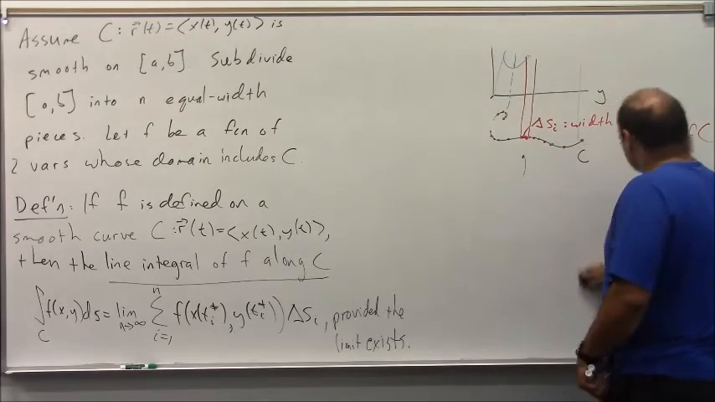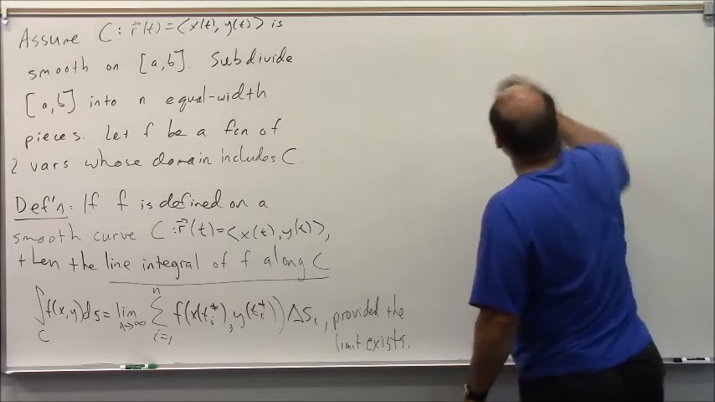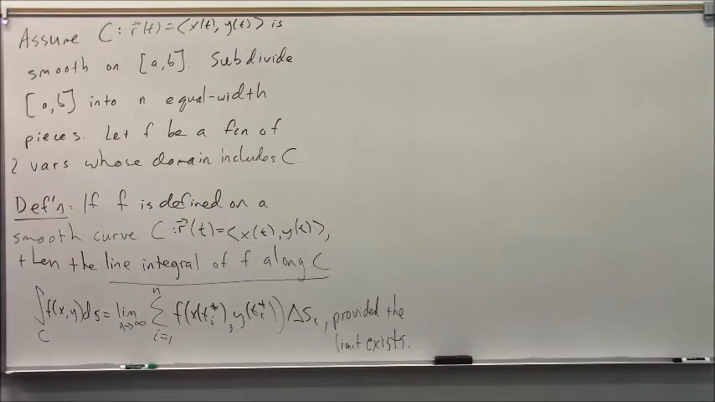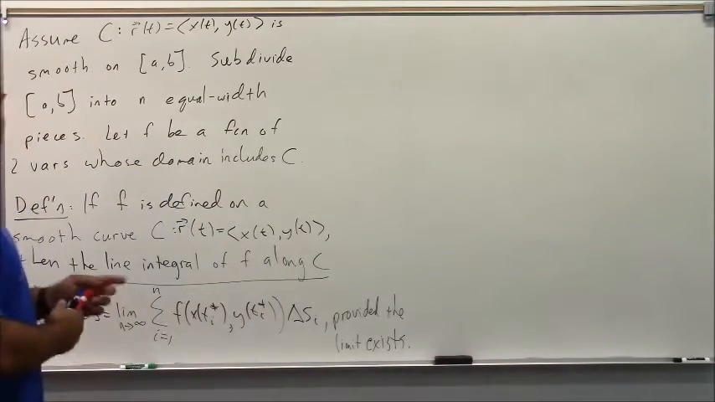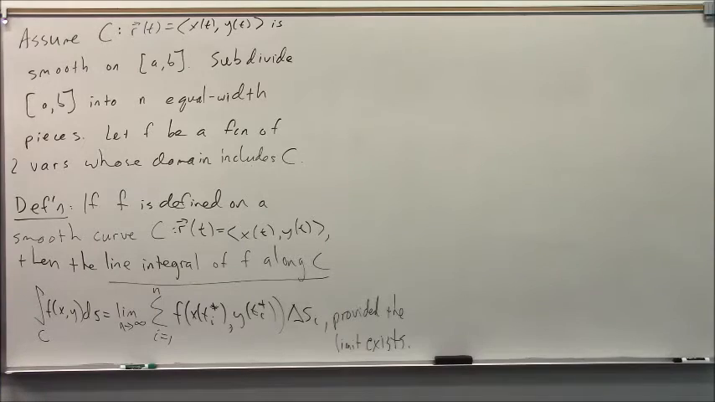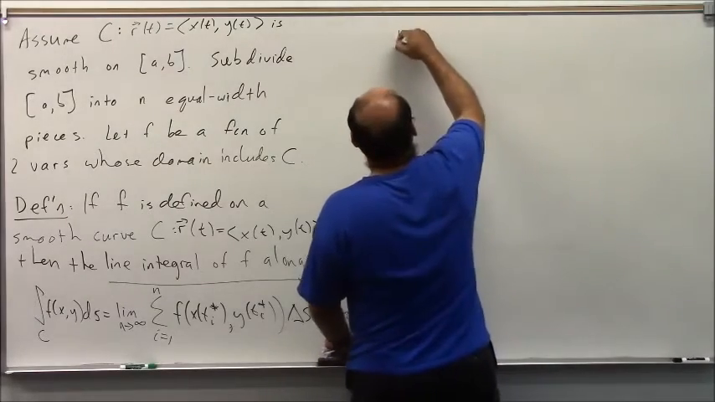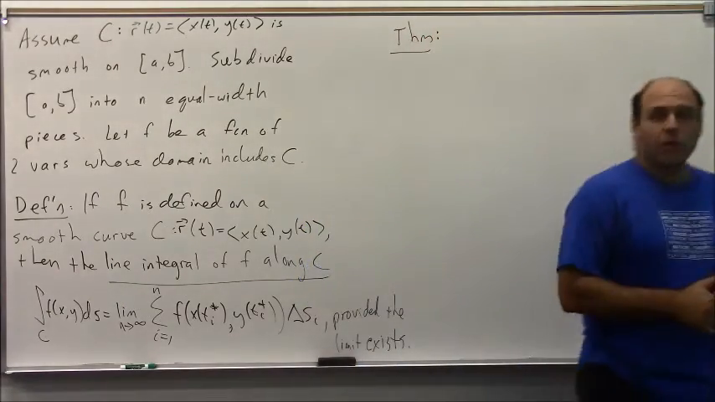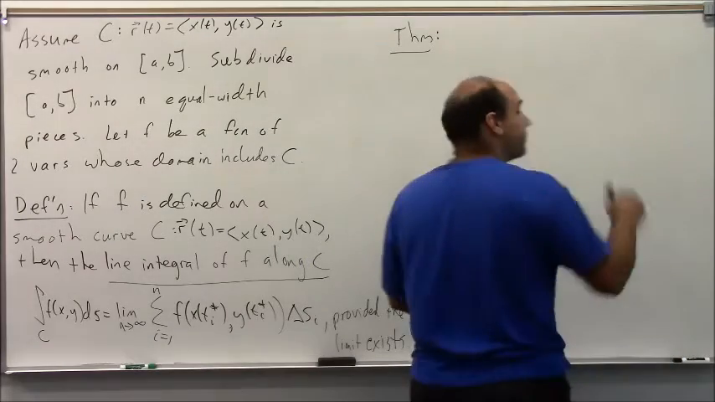Now, you'll notice I've got this ds, right? My variable of integration is s, the arc length, which could be bad news, right? If we have to reparameterize whatever curve we're given in terms of arc length. That can be tricky. Fortunately for us, as is often the case, we have a really nice theorem that tells us how to handle this when our curve C is not parameterized with respect to arc length.